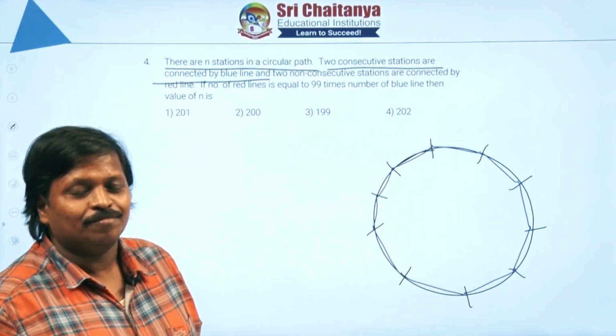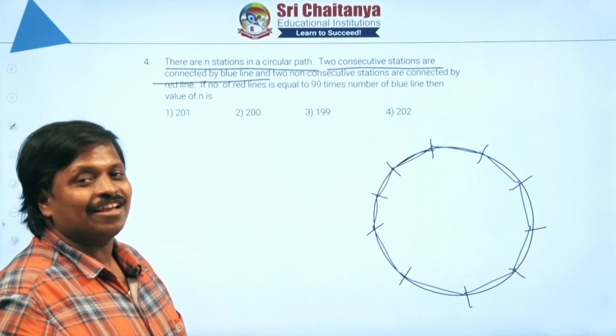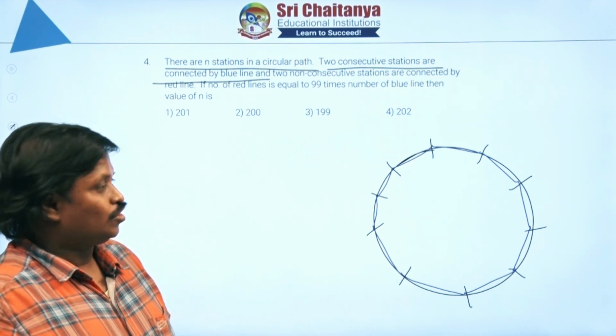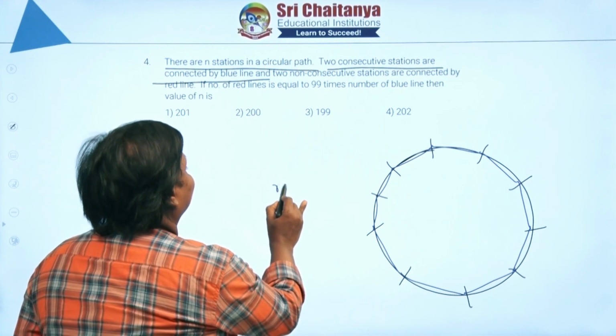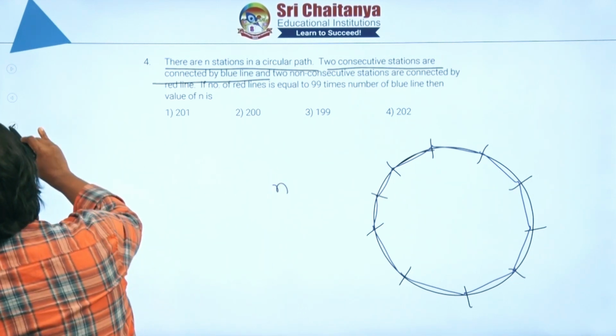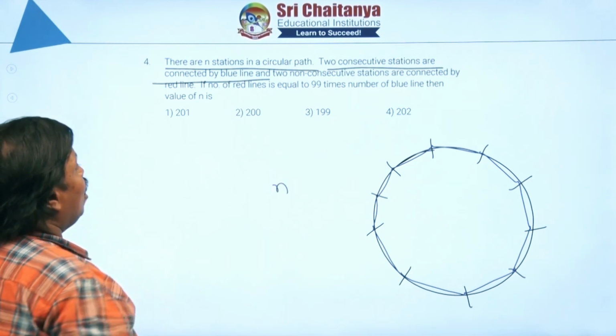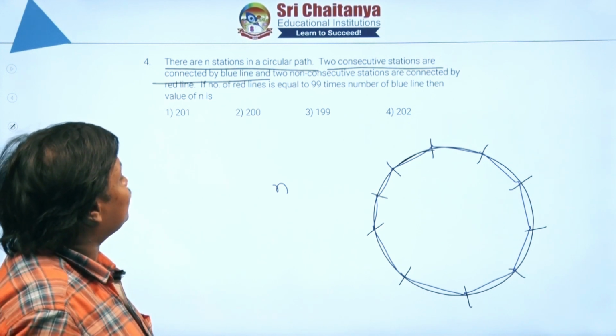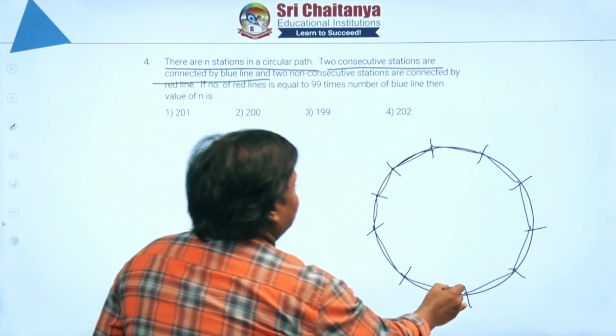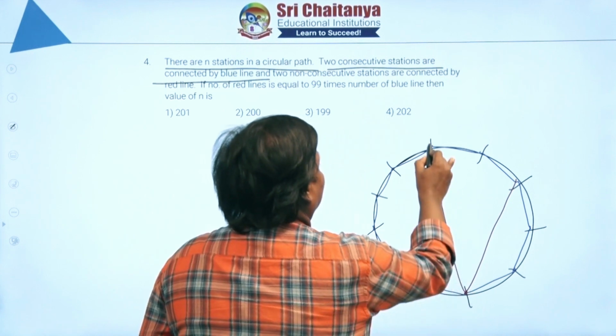So the blue lines are nothing but the sides of a regular polygon of n sides. So the number of blue lines is n, and he said that non-consecutive stations are connected by red lines. So these are non-consecutive stations.